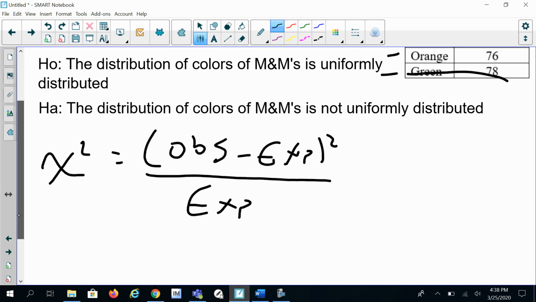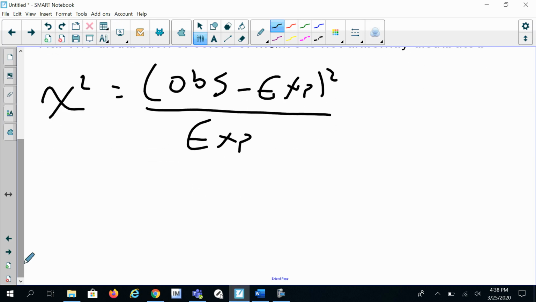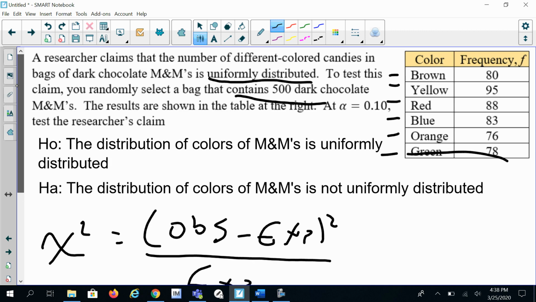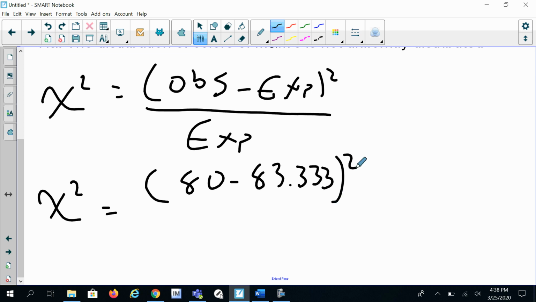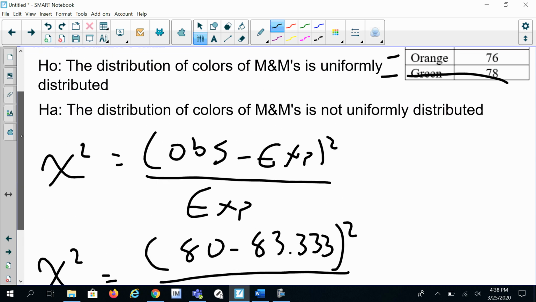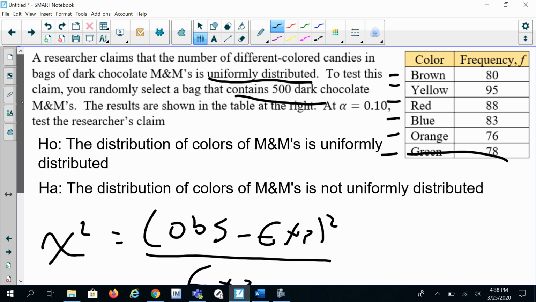All right, so then to find chi-squared, all the expecteds are 83.333. So I'm going to take my first observed, which is 80. So I'm going to do 80 minus 83.333 squared divided by 83.333. Now I have to do this for all of them. I'm not going to write every single one out this time. You should be able to see the pattern that's going on.